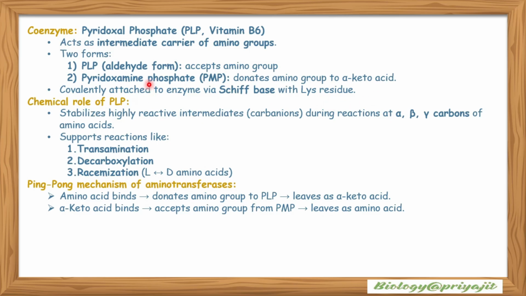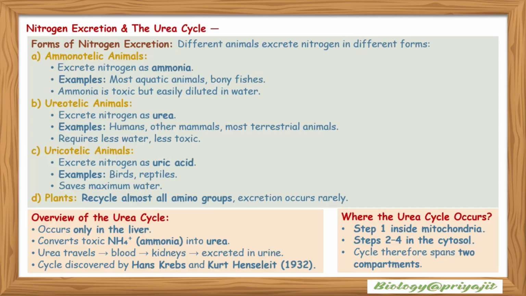Chemical role of PLP: it stabilizes highly reactive intermediates or carbanions during reactions at the alpha, beta, and gamma carbons of amino acids. It supports reactions like transamination, decarboxylation, and racemization, that is, the conversion between L form and D form of amino acids. So what is the ping pong mechanism of aminotransferases? The amino acid binds, donates its amino group to pyridoxal phosphate, and leaves as an alpha keto acid. Then the alpha keto acid accepts the amino group from pyridoxamine phosphate and leaves as an amino acid.